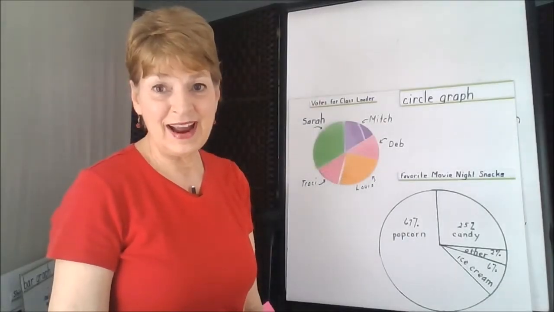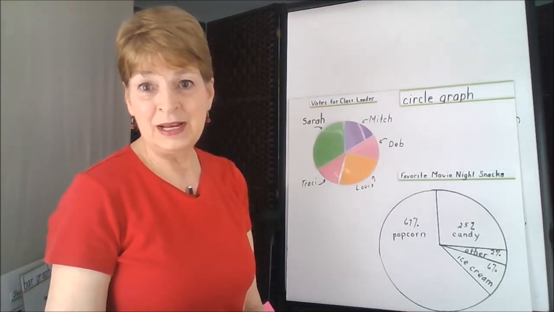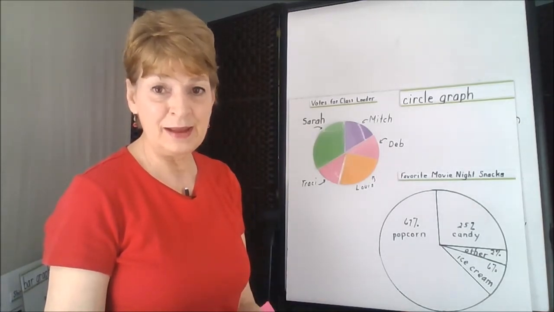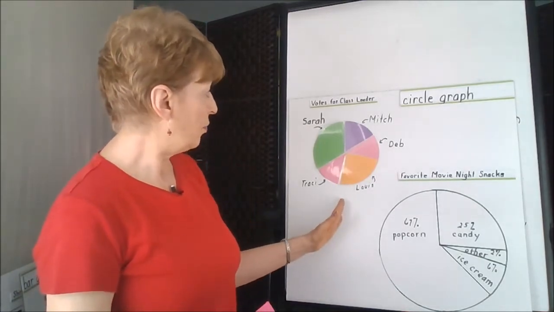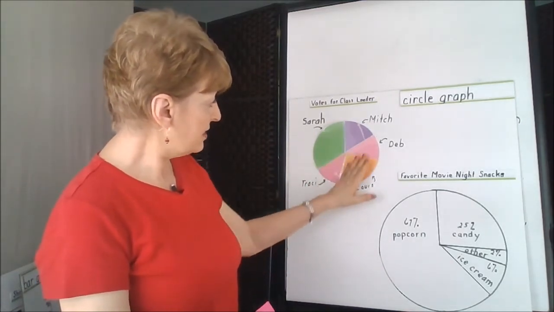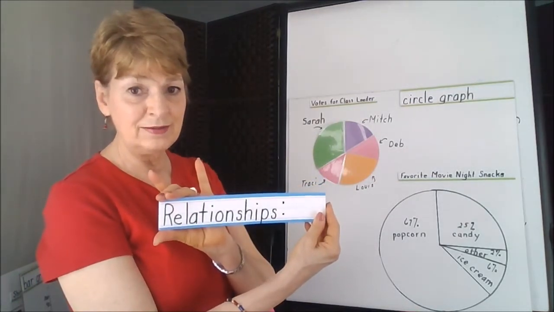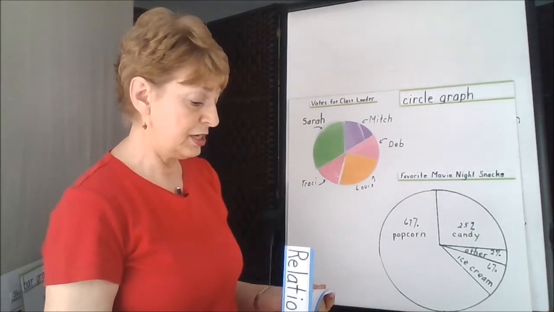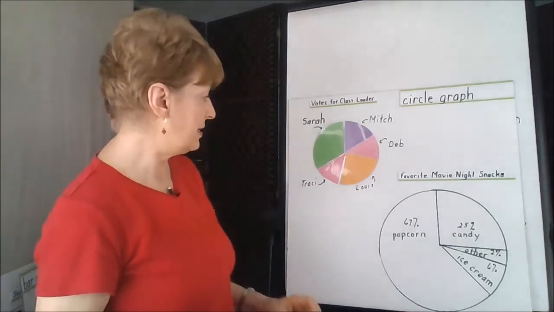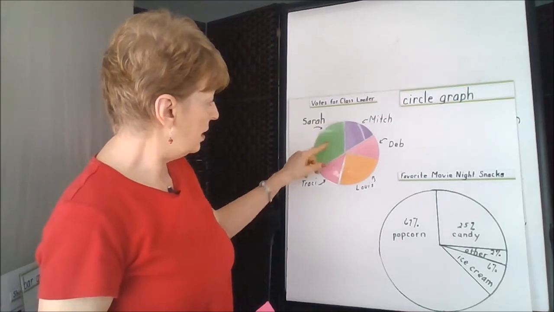Let's go back to our graphs again. Now that you understand about the mean, median, mode, and range, here are the types of questions that you would probably be able to answer for a circle graph. In this case, the portions of the circle are size related. We're talking about relationships here, and this relationship would be size. So the size of the pieces tells us some information about who got the most votes.